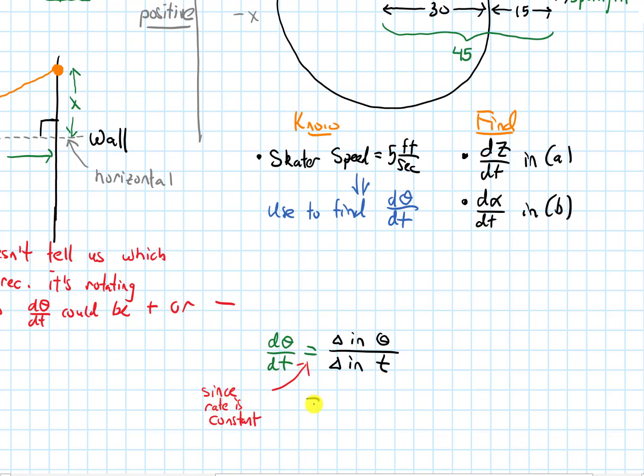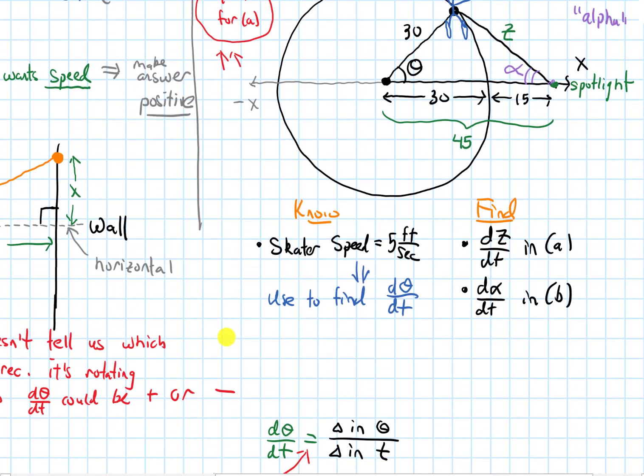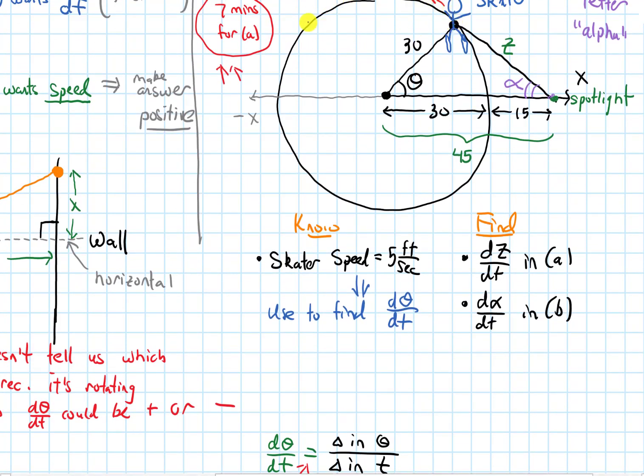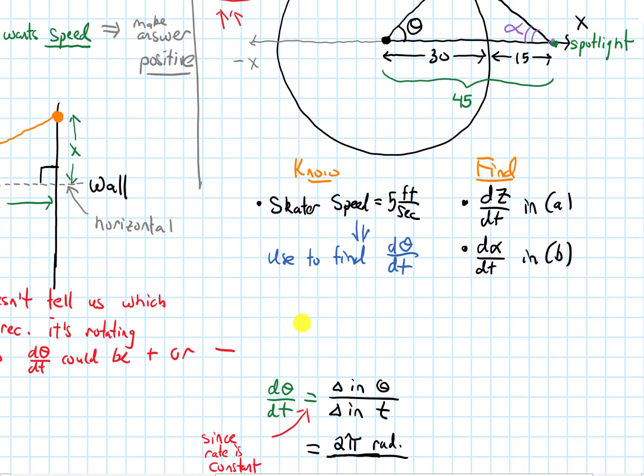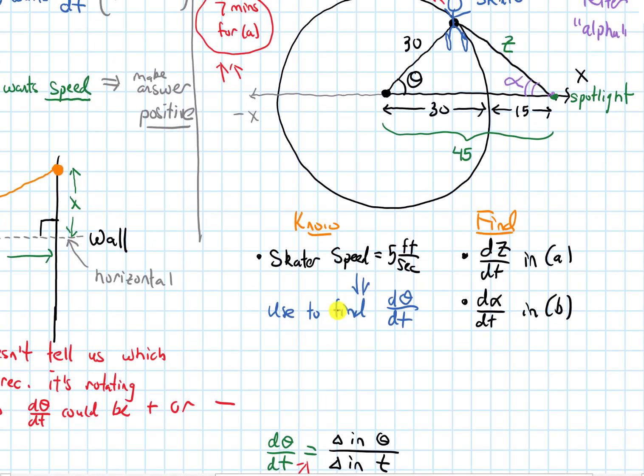Okay, so one thing I can think about is, the skater's moving around. Why don't I just figure out how much time it takes to go all the way around the circle? If I go all the way around the circle, that'll be 2 pi radians. And then I just need to find how much time. So on the bottom, I have to figure out how much time it takes for the skater to go all the way around. This is where I'm going to use some geometry. Let's figure out the circumference of the circle, which is 2 pi r. So this is 2 times pi, and r is 30. The circumference is 60 pi, and the units are feet.